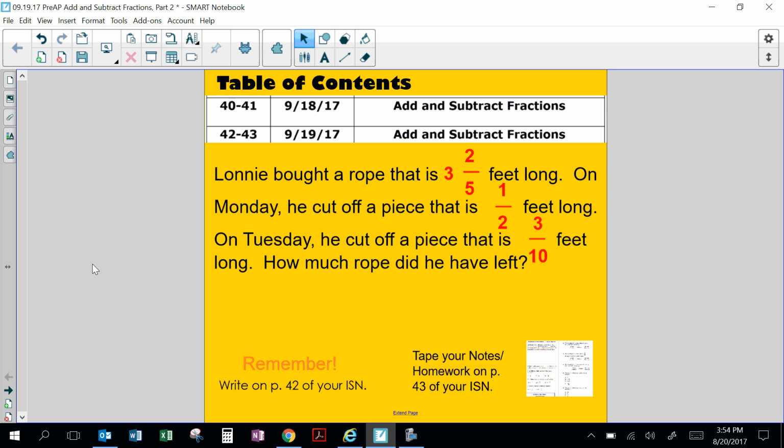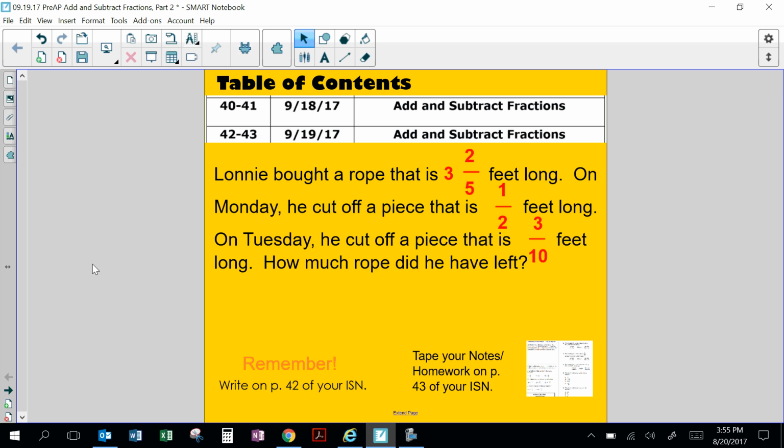This is part 2 of adding and subtracting fractions. Let's look at our number routine. Lonnie bought a rope that is 3 2/5 feet long. On Monday, he cut off a piece that is half a foot long. On Tuesday, he cut off a piece that is 3/10 feet long. How much rope did he have left?